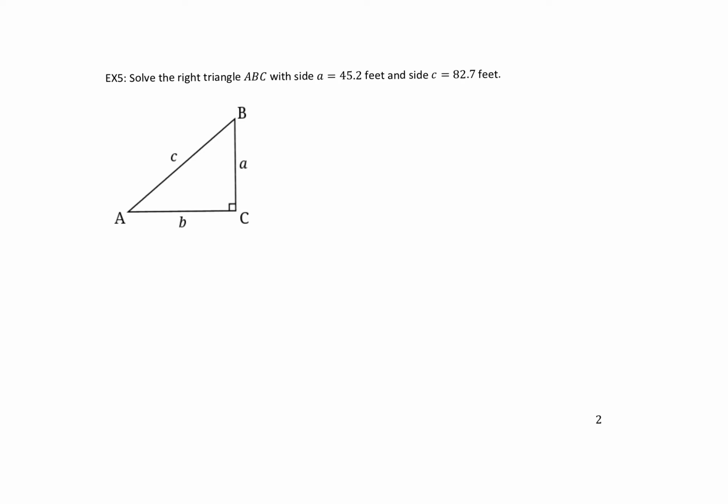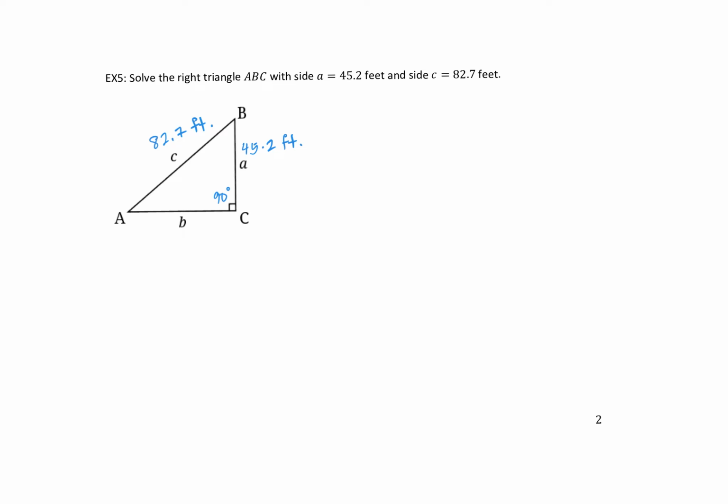In example 5, we have, again, this right triangle, ABC. We have side A, which is 45.2, and that's feet. We have side C, which is 82.7 feet. Okay, so it looks like I'm missing side B. I know that C is 90 degrees. And I don't really have to write that because you have that little box that indicates it's 90 degrees. So I have to find angle A, angle B, and I have to find side B.